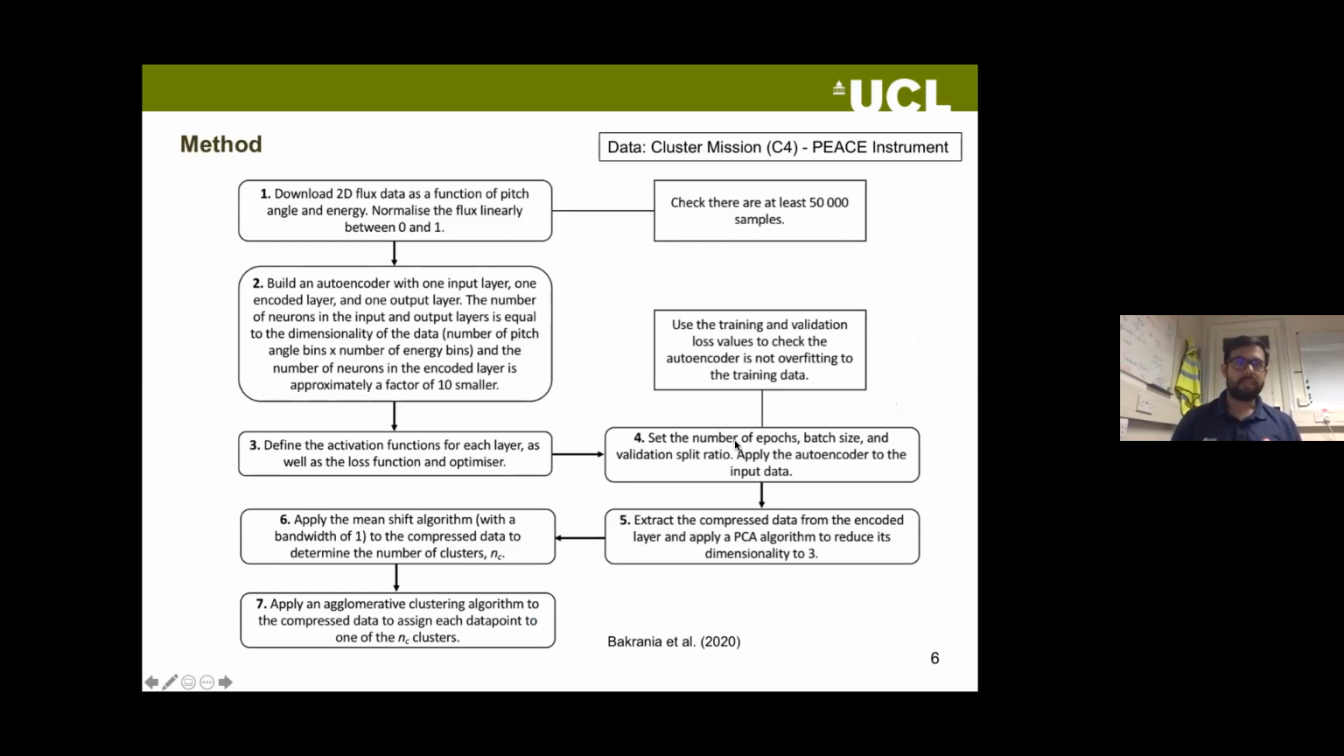So just a quick overview. This is the structure of the machine learning method that we used. As I've talked about before, we apply the autoencoder and then set the number of epochs, batch size, etc. and validation split ratio. This was done by trial and error in order to minimize the loss values and the validation loss values, and then extract the data, apply the mean shift, and then group the different distributions into this number of clusters.